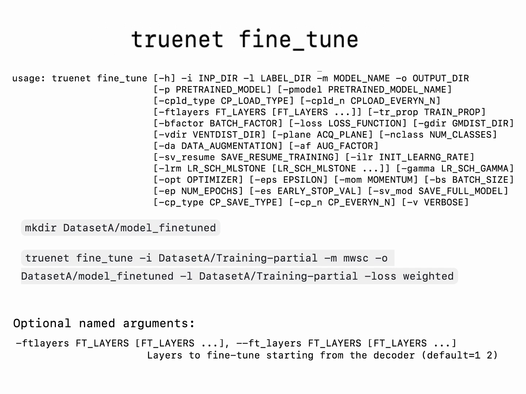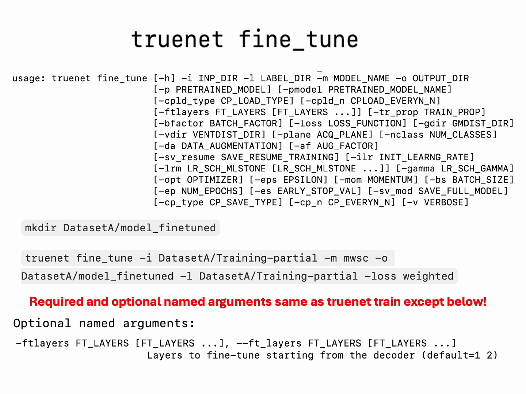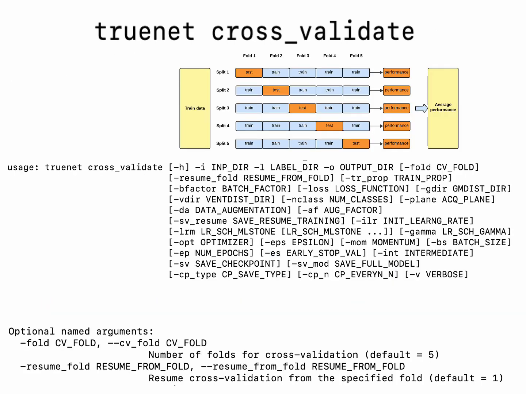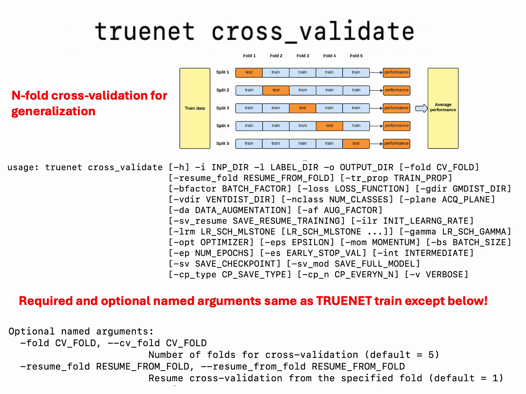So here I'm using default 1 and 2, which means the last couple of layers are being fine-tuned. If you want to increase more, if you want to fine tune more layers, you just keep adding on more layer numbers, right? And then the final option is TrUE-Net cross validate, right?